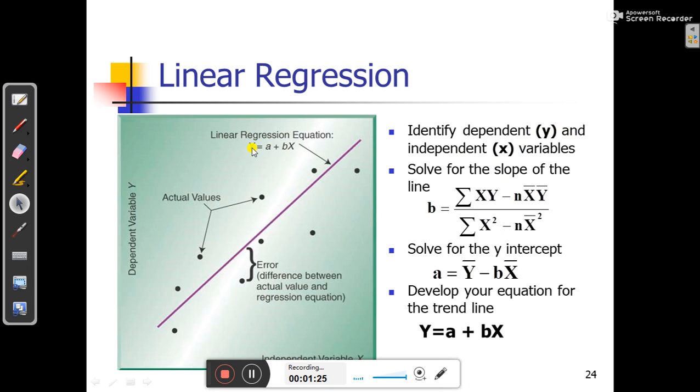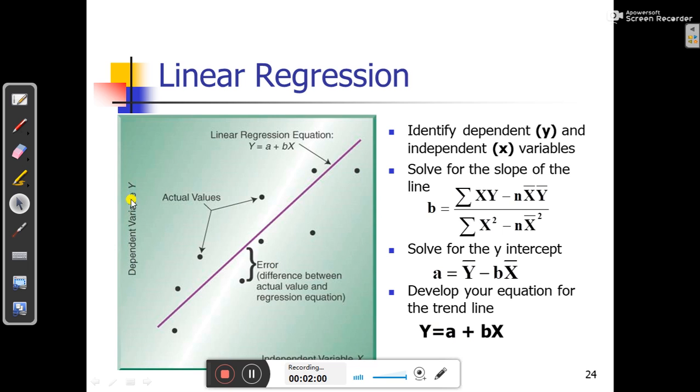The linear regression equation is y equal to a plus bx. Solve for the slope of the line. We need to find the slope of the trending line. b equal to the summation of xy minus n times x mean times y mean, divided by the summation of x square minus n times x mean square. Solve for the y intercept: a equal to y mean minus b times x mean. So develop your equation for the trend, y equal to a plus bx.